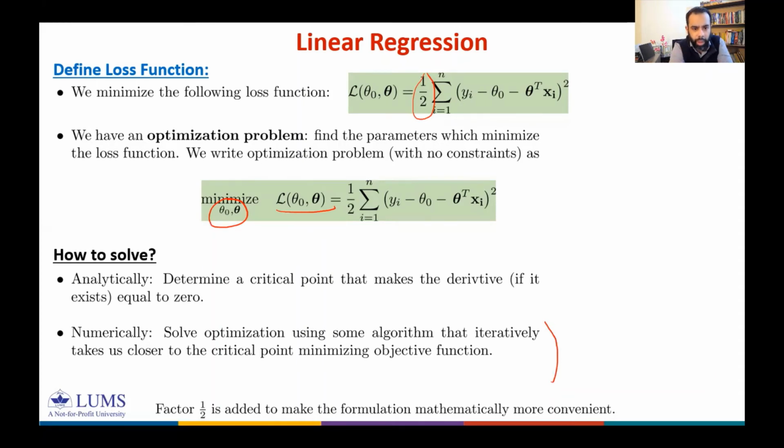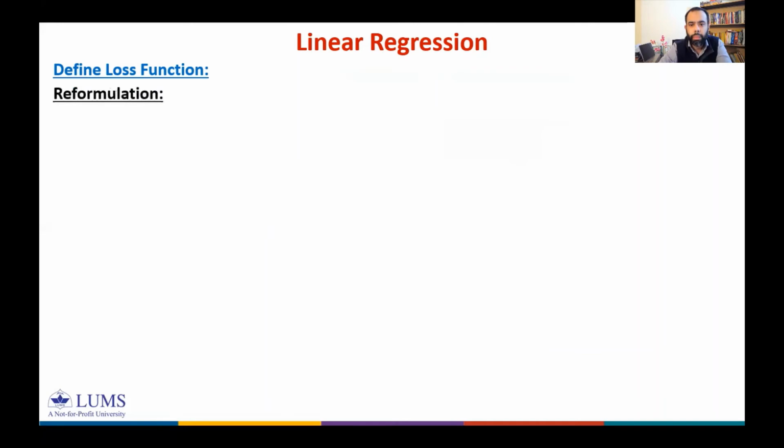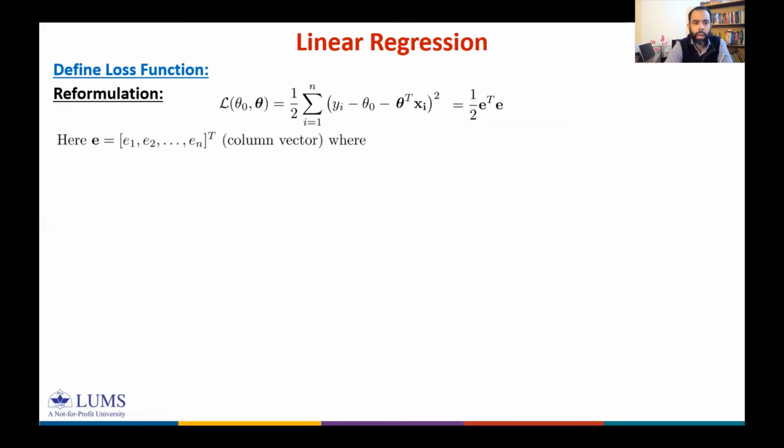I'm going to reformulate this loss function because I want to express it in matrix-vector notation. In this reformulation, I'm going to define a vector that contains all the errors, the error for each point. So I can write this as half E transpose E, where E would be simply given by e1, e2 to en.